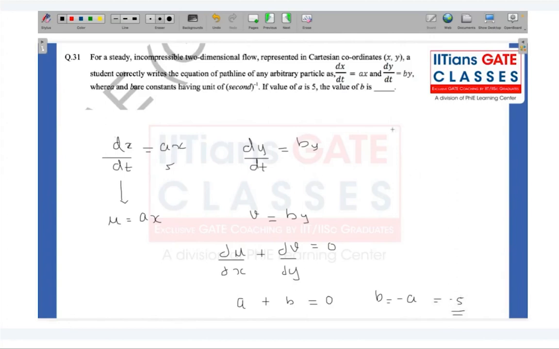This is how you solve it. It's a very easy problem. So you solve it. Yeah, any questions?